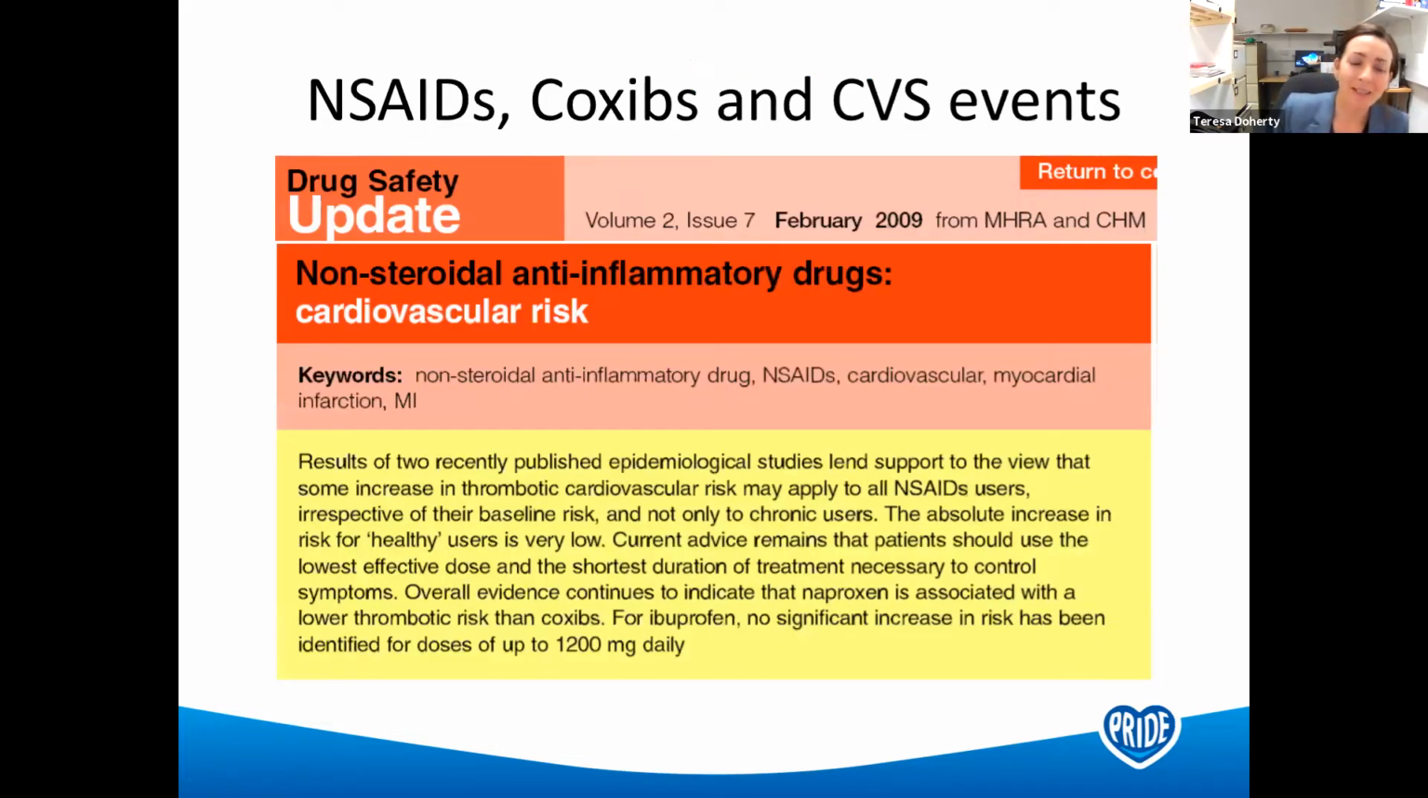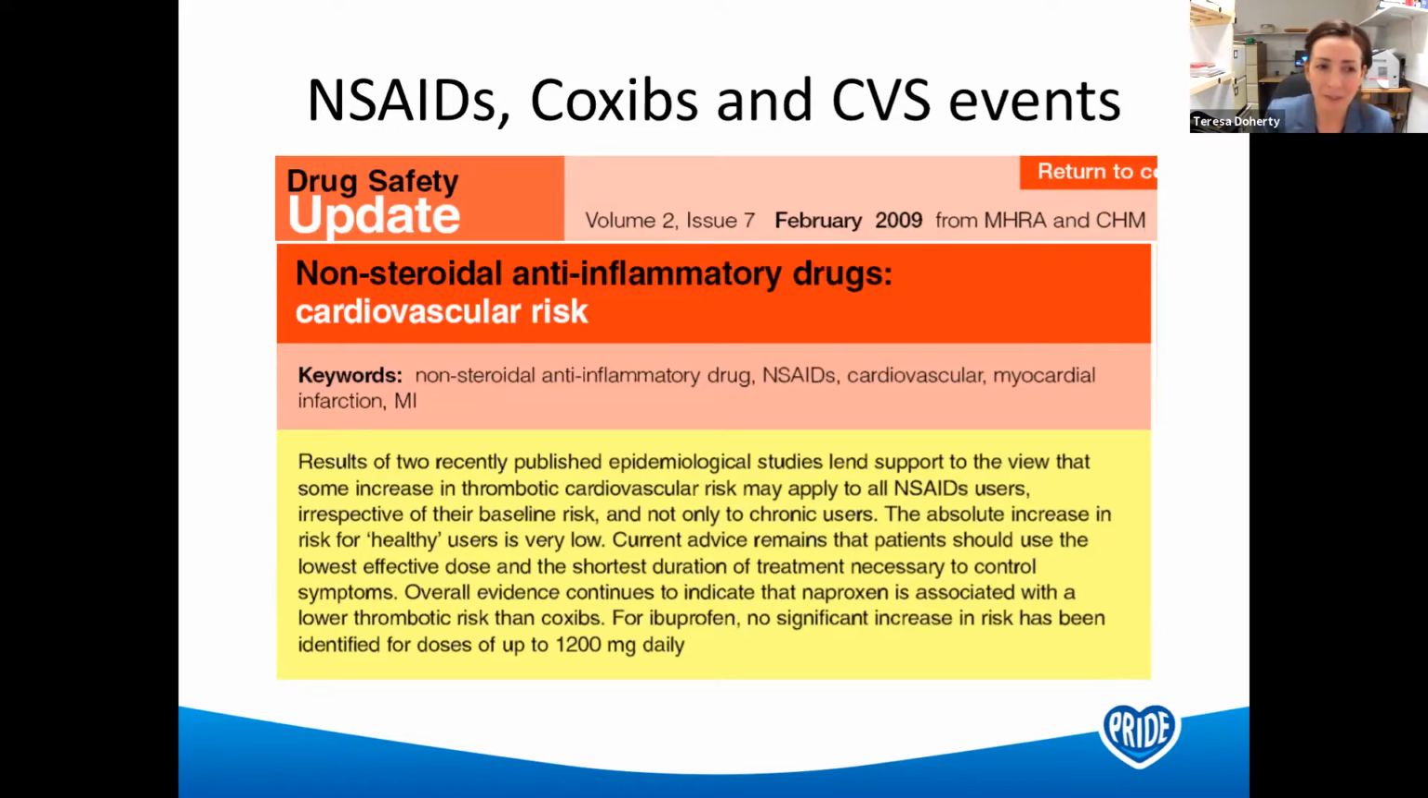What can we say about NSAIDs? What should we use? What should we not use? Well, they're all not really good in the long term, and I think you know that. So quite a few studies have come out warning of the cardiovascular risks, and these are particularly so in people with multiple comorbidities. There is an absolute increase in healthy users, but this is very low.